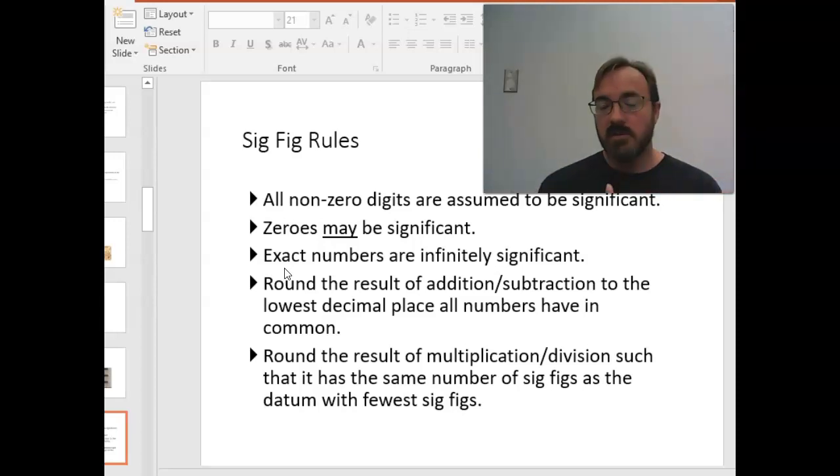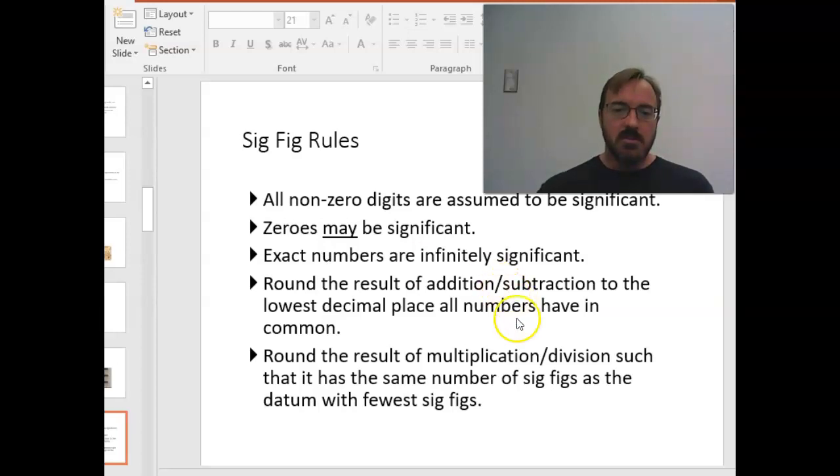If I give you a number on a test or a quiz or something, you assume that it's properly recorded. And then how do you determine the number of sig figs? Well, all non-zero digits are automatically significant. Zeros are different, and zeros present us with a little bit of a problem. They may be significant, so we're going to have some additional sub-rules to deal with zeros. Exact numbers are infinitely significant. What is an exact number? We'll get into that in a little bit.